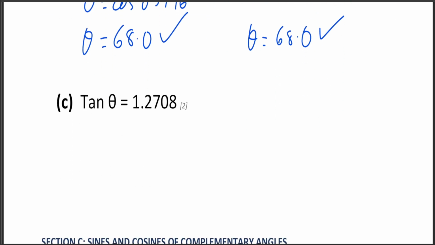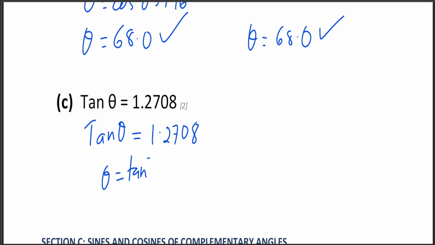Tan theta equal to 1.2708. Again, do the same thing. Both are shift, then that tan. So for you to get theta, tan inverse of 1.2708. Let's see how much is it going to give us. Using our own calculator, shift, then 1.2708 is going to give us 51.8.